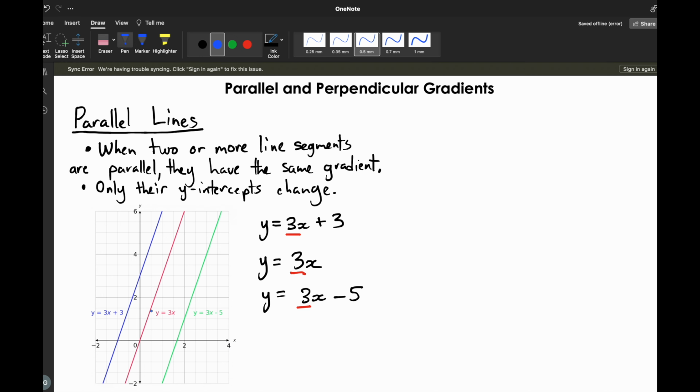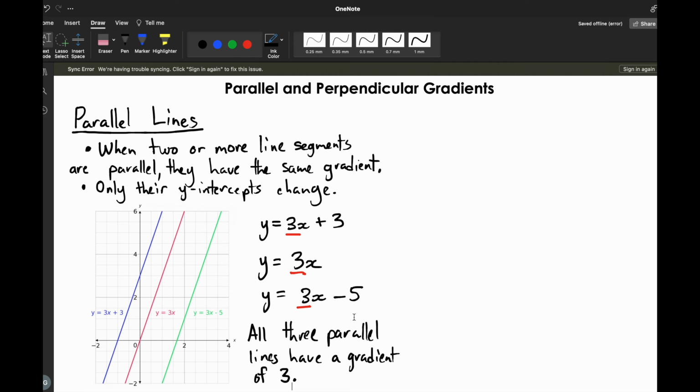We have y is equal to 3x here. We have y is equal to 3x minus 5 here. Now all three of these lines are parallel lines, and what we notice is their gradients are the same. So when we're talking about the gradients of parallel lines, we expect them to be the same.